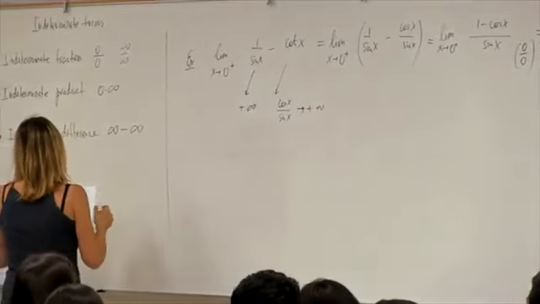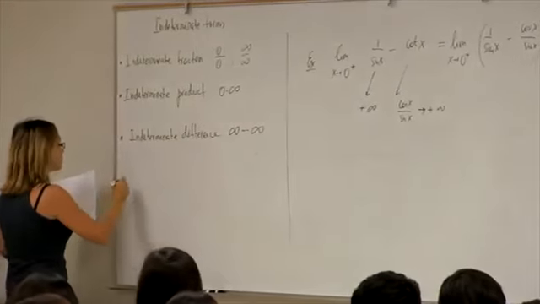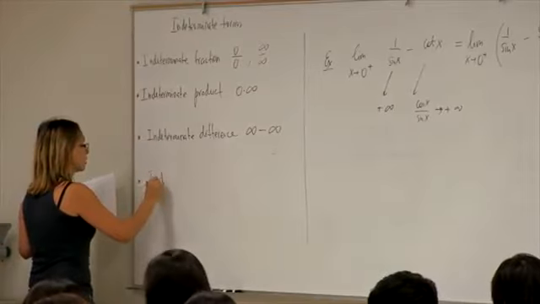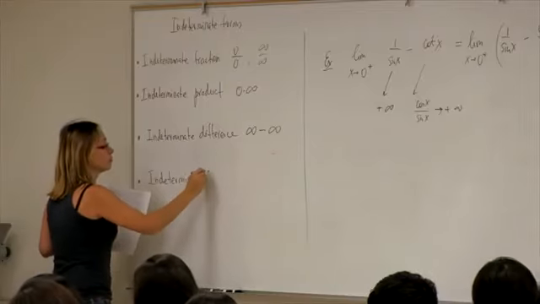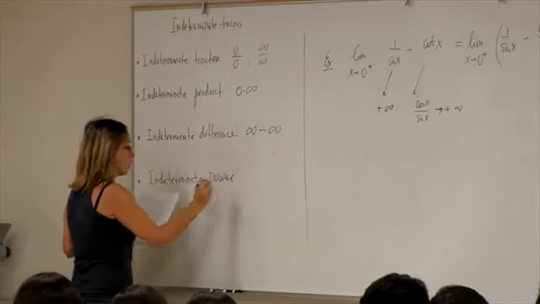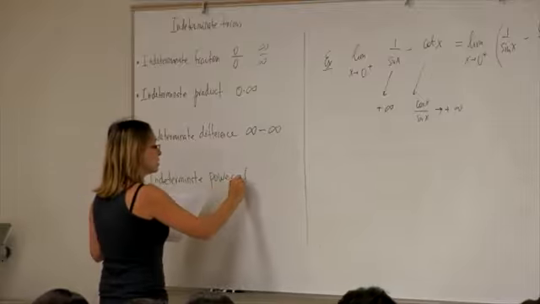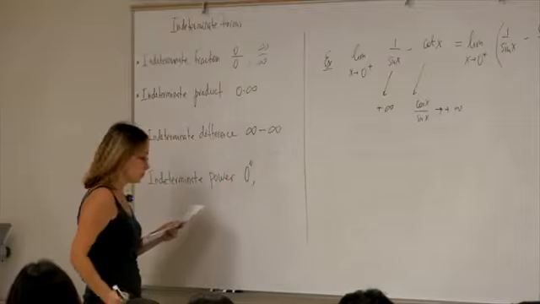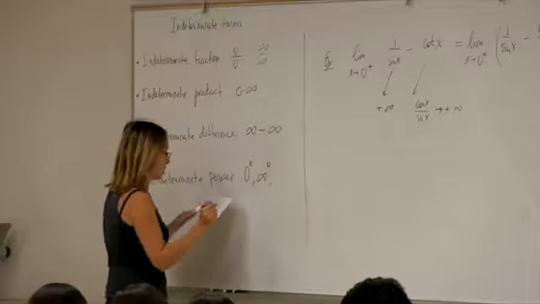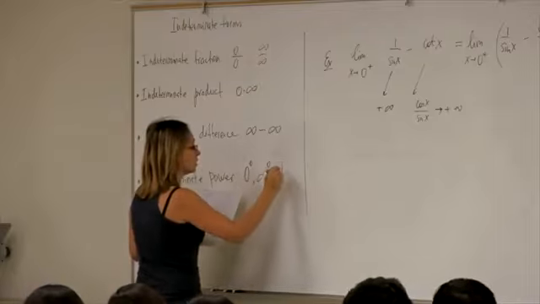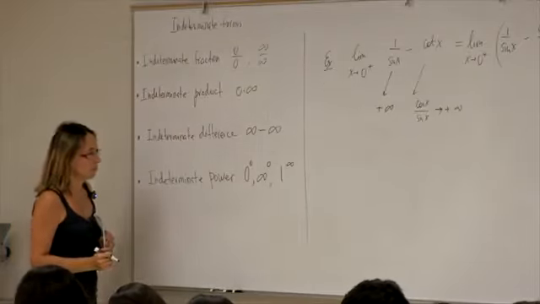And the last type of indeterminate forms is called an indeterminate power. And there are 3 types of these, okay? 0 to 0, infinity to 0, and 1 to infinity.